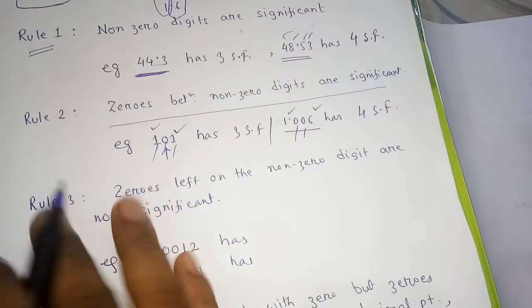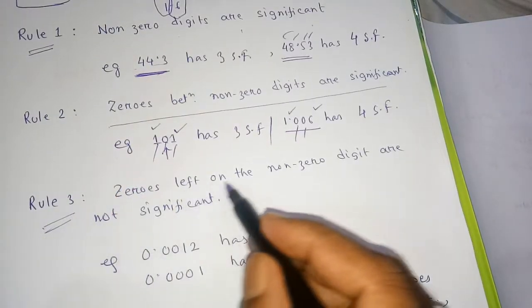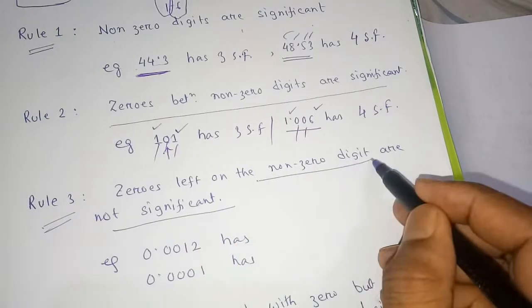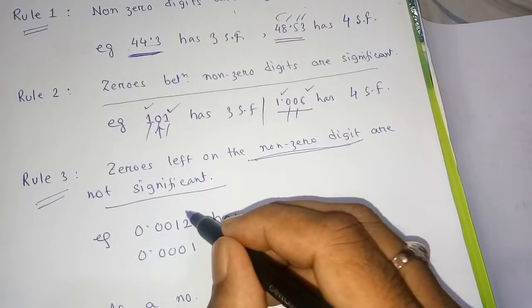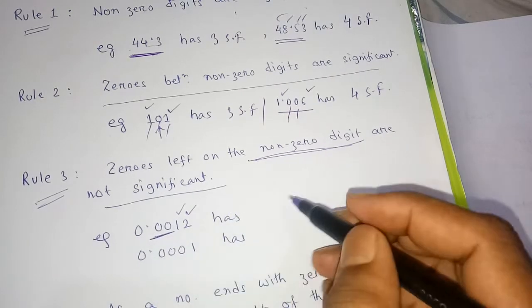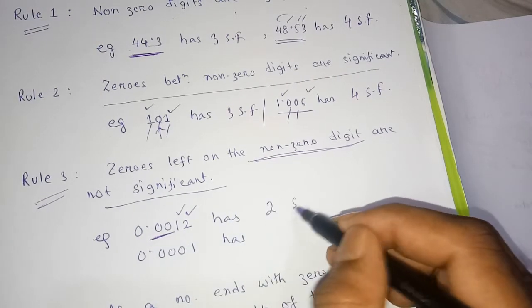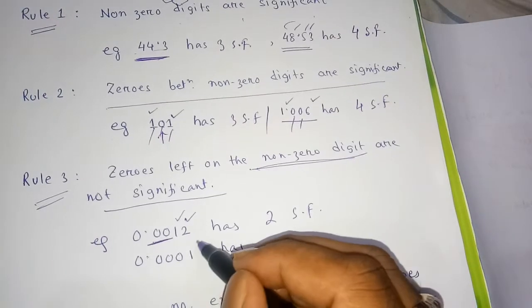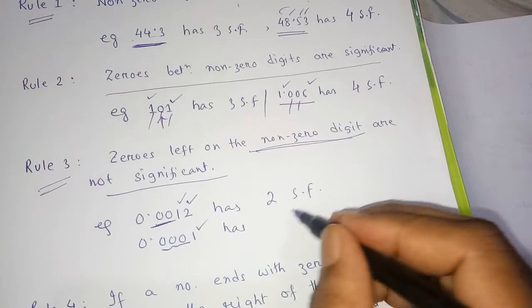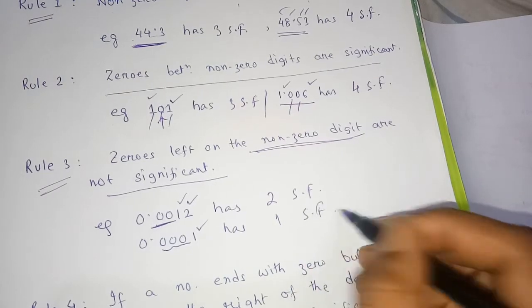Now these two are non-zero digits, so these also have to be counted as 4 significant figures. The next rule is that zeros to the left of non-zero digits are not significant. Remember that point. These are non-zero digits, but these zeros are to the left of the non-zero digits, so they are not significant. It has 2 significant figures. Now this is a non-zero digit, and these are zeros to the left of it, so it has 1 significant figure.